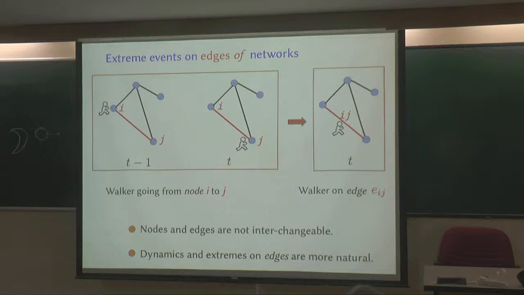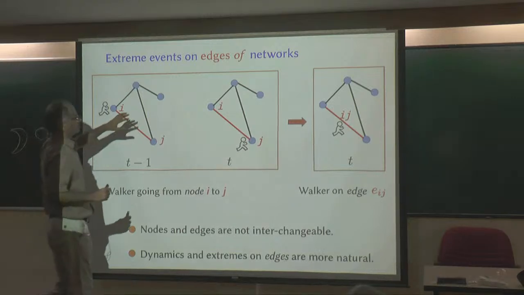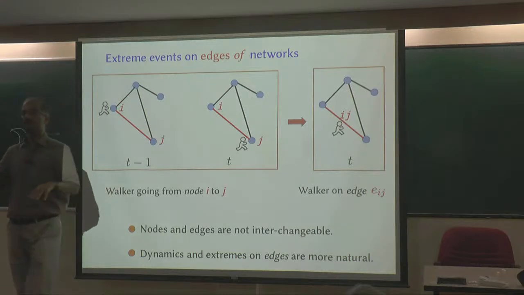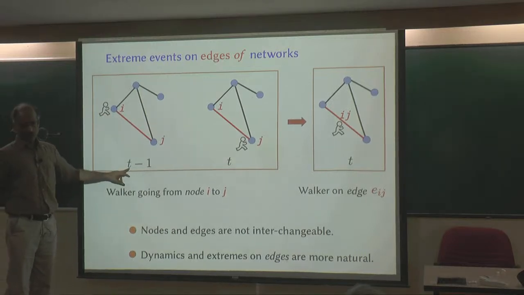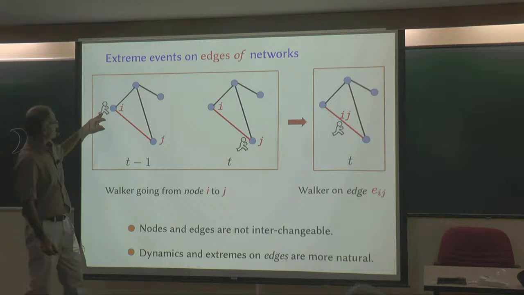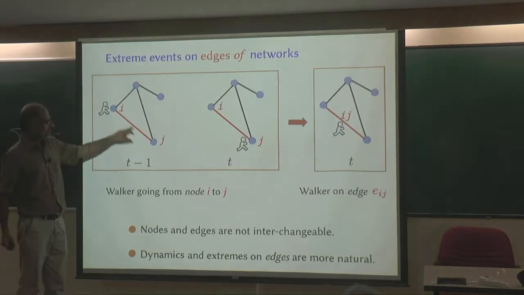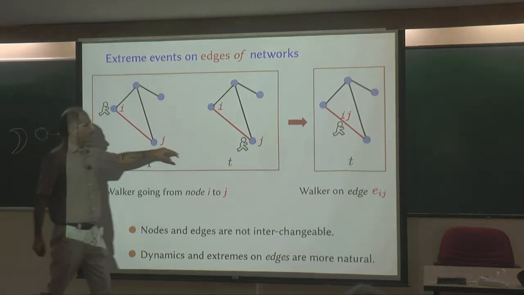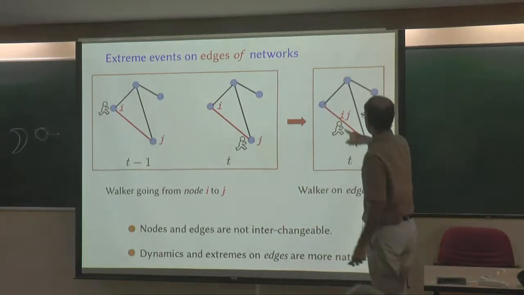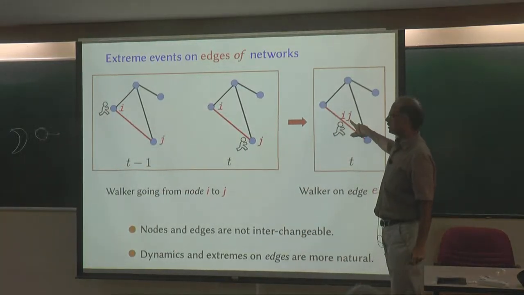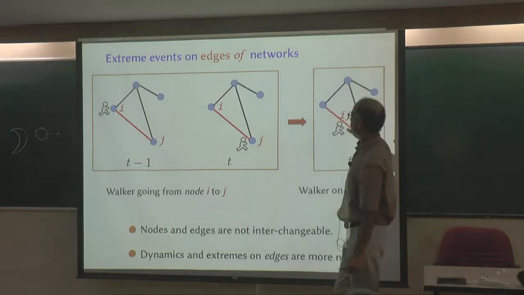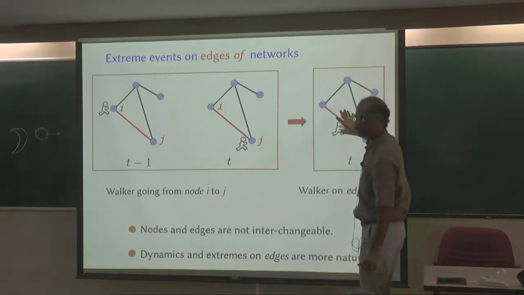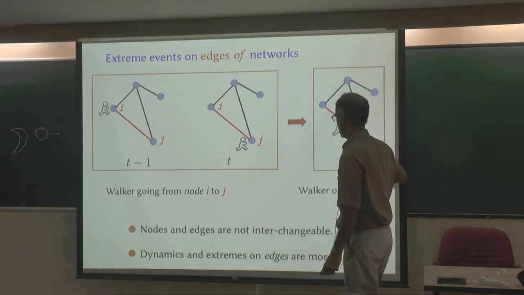Now, you can ask the question for the edges of the networks. So now that you've seen what it means to have extreme events on the nodes of a network, you can say that, let's say there is a walker here on the ith node at time t minus 1, and at time t, this walker moves from here to here, following this edge. Then you could say that at time t, the walker was actually on this edge, and you can label this edge as Eij. So now you can turn around the question and ask what is the probability of extreme events happening on the edges of the network.